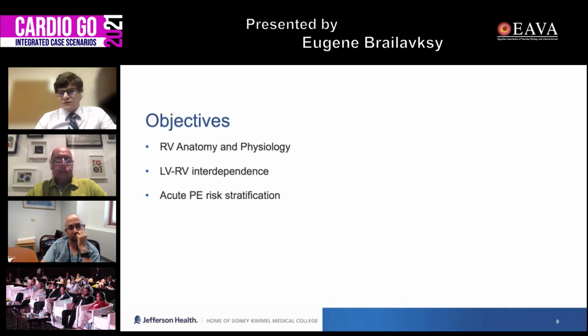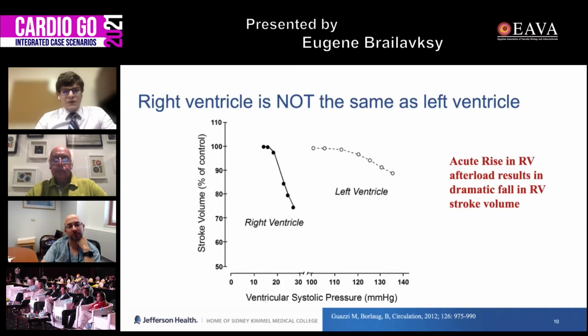So the objectives of this talk: I'd like to talk about the RV anatomy and physiology, RV interdependence, and then different techniques that we use for risk stratifying these patients with acute PE, which I think is the real meat of the matter. So the right ventricle is really not the same as the left ventricle.